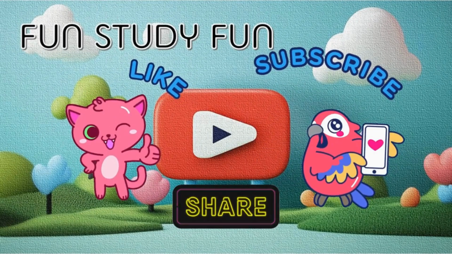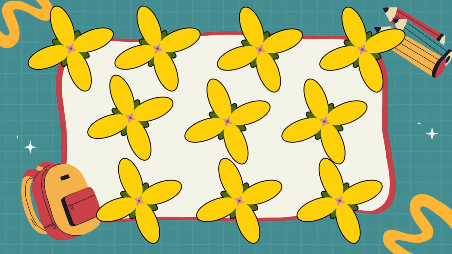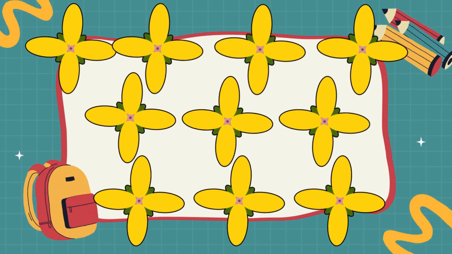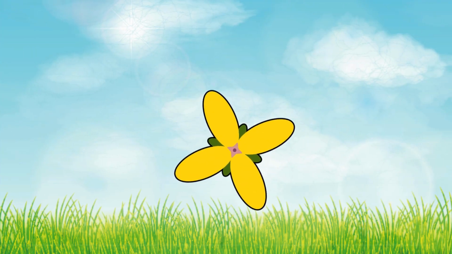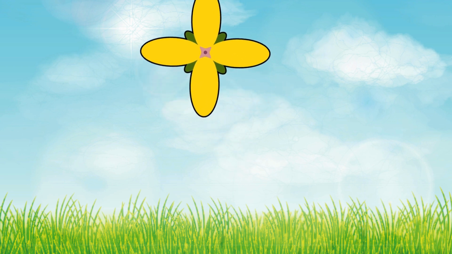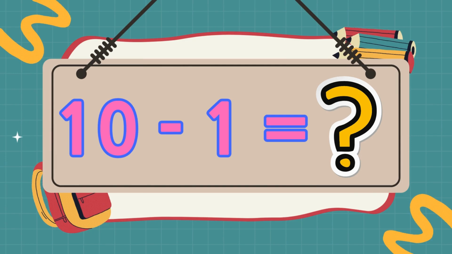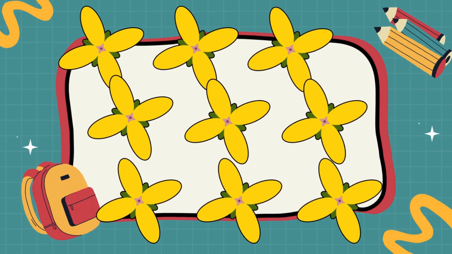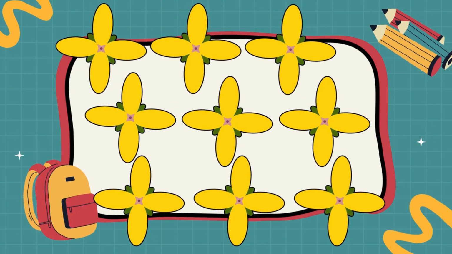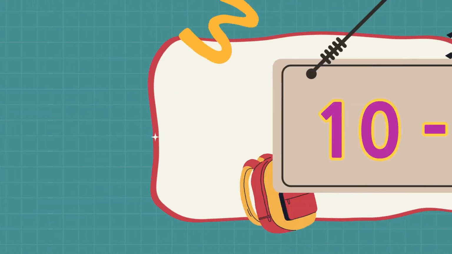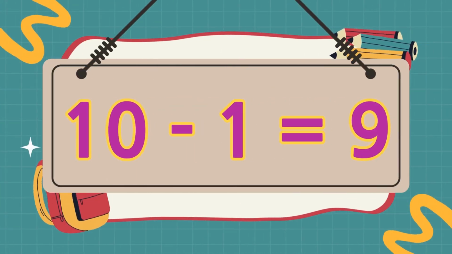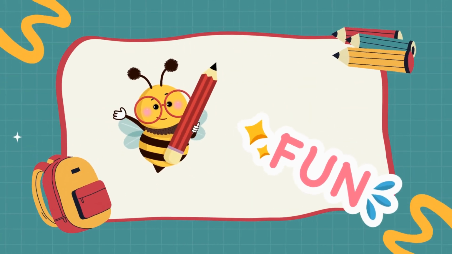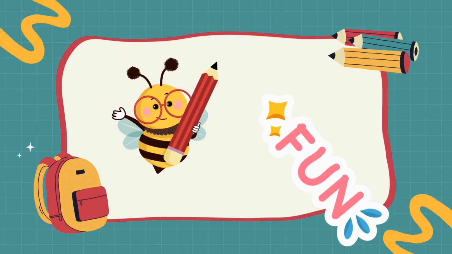Alright, let's get started. There were 10 forsythia flowers in full bloom. One of them floated up into the sky. How many forsythia flowers are left? The answer is 9 forsythia flowers. So 10 minus 1 is 9. Bingo! Daisy really loves learning.